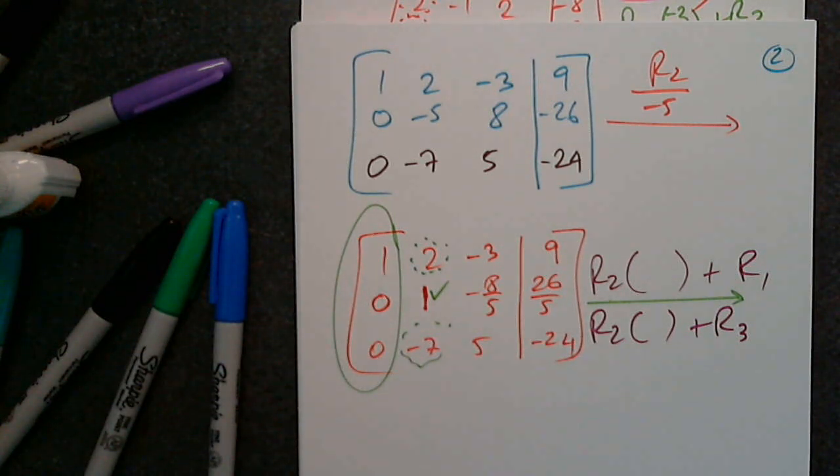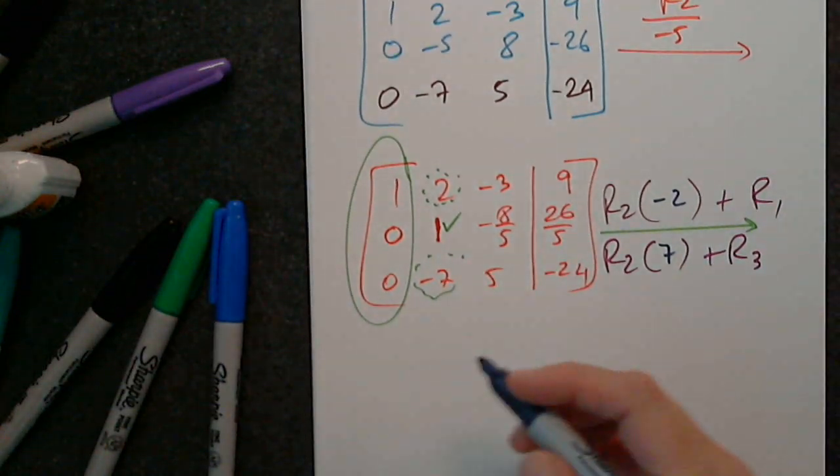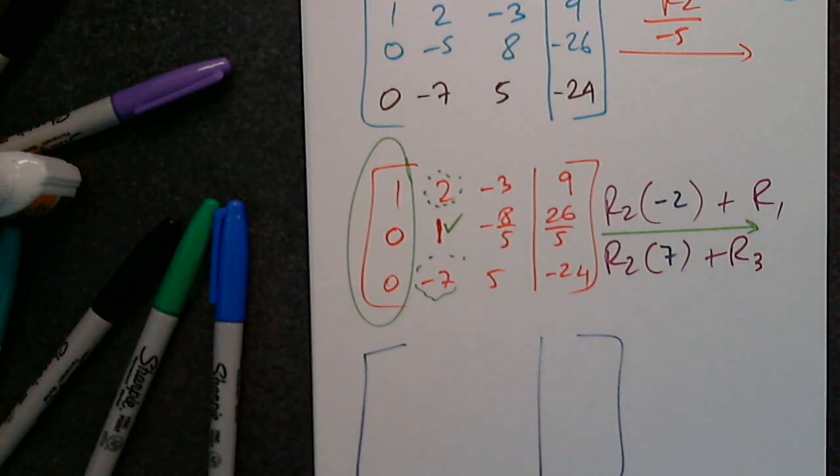What do we multiply row 2 by to eliminate the 2 at the top? Yes. What do we multiply row 2 by to eliminate the negative 7? Great job. Let's continue. Which row do I have to copy because it's guaranteed will not change right now? Row 2, of course, is the one I use.